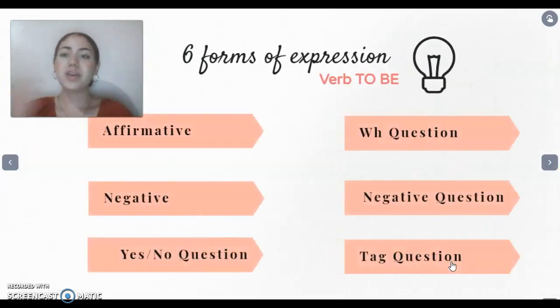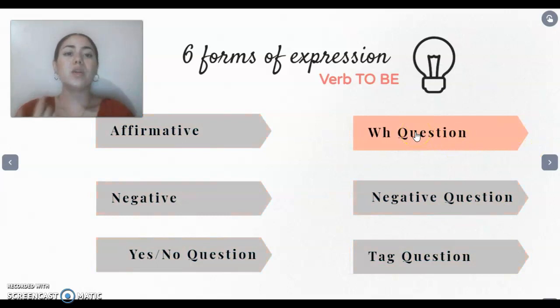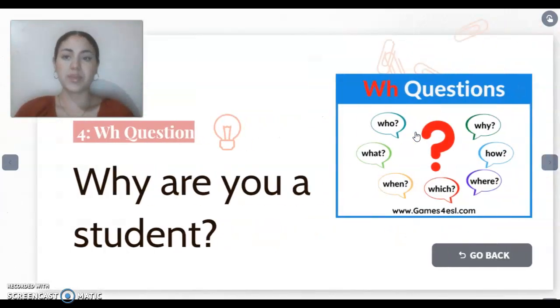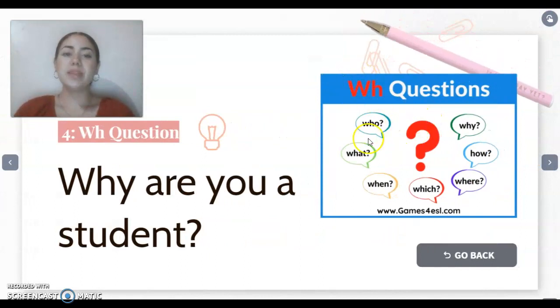For the case of wanting more information, we have the WH question. In this case, we use these words to get more information. Who is for someone. What is for a thing. When is about time. Which is to choose, like cuál. Then where refers to a place. How is like a process. And why is to know the reason. For example, for this form, I use: why are you a student?